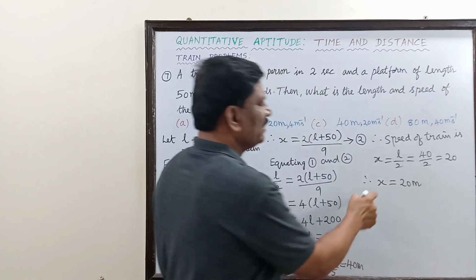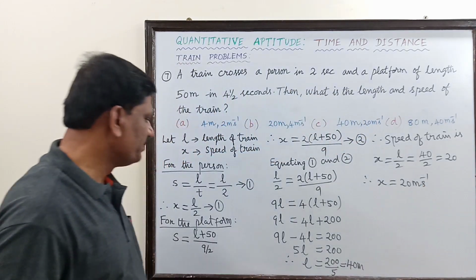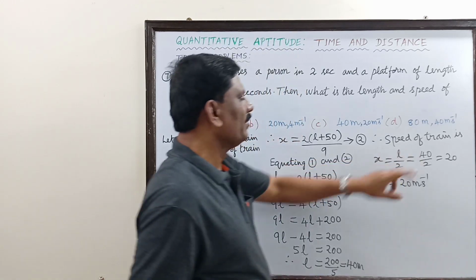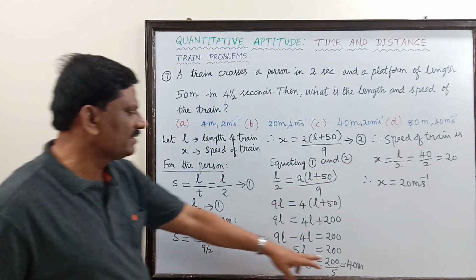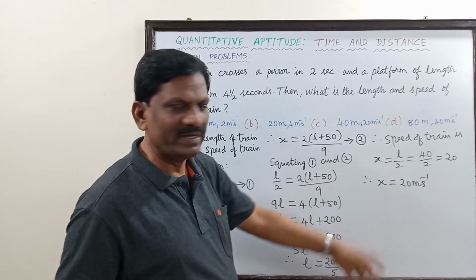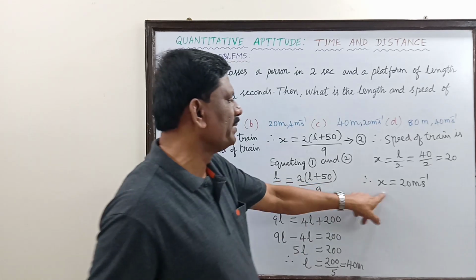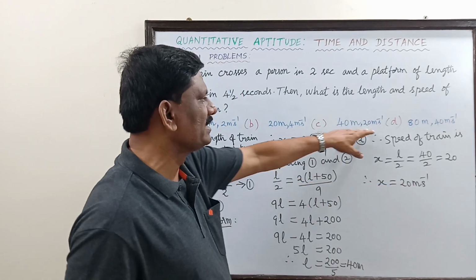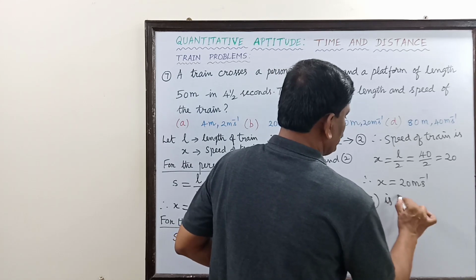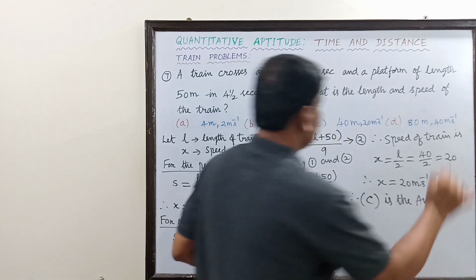And this is in meter per second because it is the speed. So the value of x is equal to L by 2, the value of L is 40, but the unit of x is meter per second because it is the speed of the train. So the length of the train is 40 meter and the speed of the train is 20 meter per second, which means option C must be the correct answer. Therefore, option C is the correct answer.